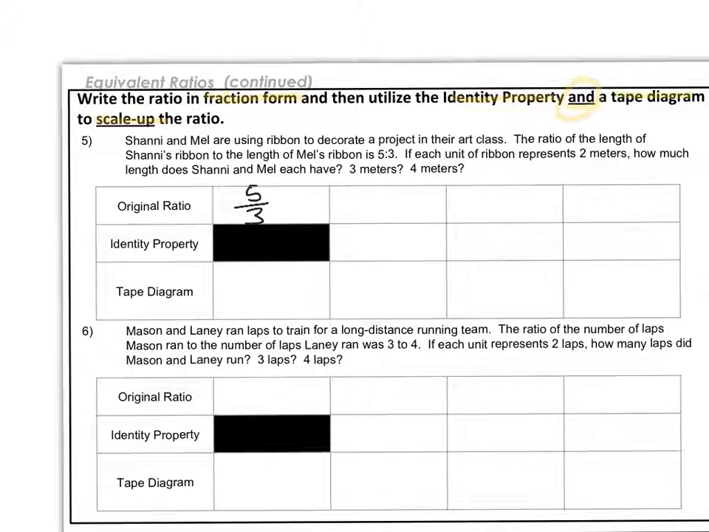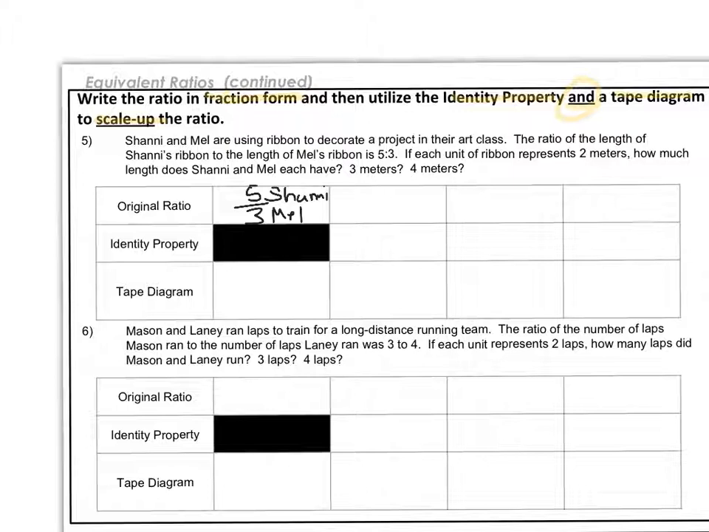Okay, the 5 represents Shani's ribbon. So I'm going to put 5 for Shani. And then 3 is representing Mel's. I'm going to put Mel there. Okay, and then there's no identity property we're going to use for this to scale it up yet. We're just going to go ahead and show what 5 to 3 looks like as a tape diagram.